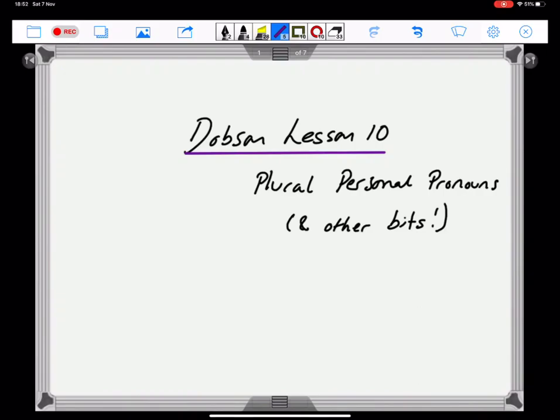In Lesson 10, Dobson titles it about pronouns and teaches you about plural pronouns, but also includes a couple of other little bits and pieces, most notably a discussion about accents. A lot of this is more for information and for thinking about than it is for learning, so you may find that although this is relatively long, there is actually very little that you need to think about learning.